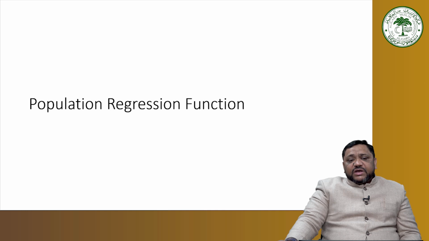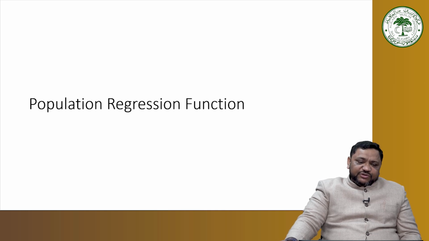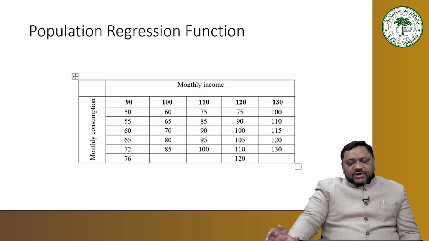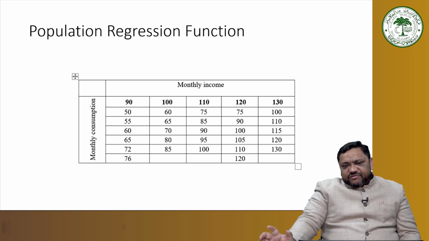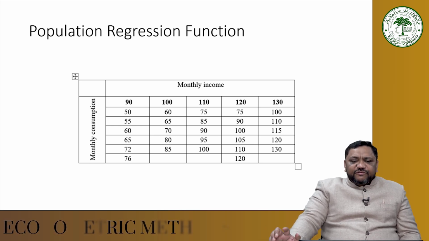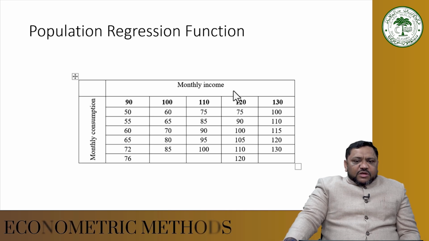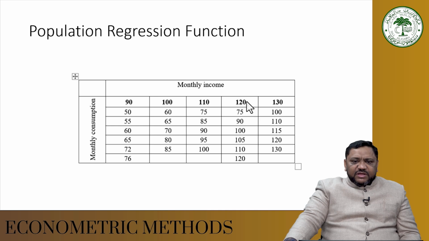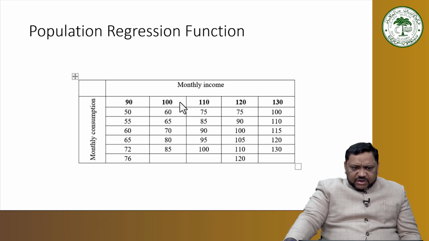Now we move to the concept of the population regression function. Let us consider a hypothetical country with, say, 27 families. These families are divided into 5 groups. Now let us take their monthly income. We have 5 values of monthly income: 90, 100, 110, 120 and 130.